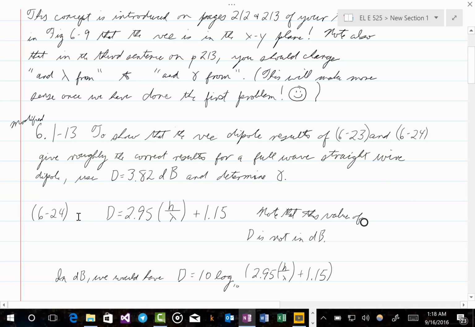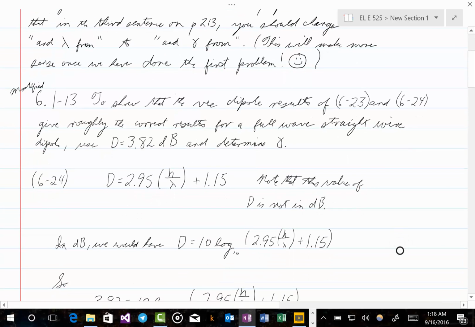So again, here is equation 6.24 for the V-dipole, and it says that D is equal to 2.95 times h over lambda plus 1.15. Now this formula gives us D, but it's the unitless form of D. It's not in decibels. And see here in the problem, we're given D is equal to 3.82 decibels. So in order to use this formula, we need to first convert it to decibels.